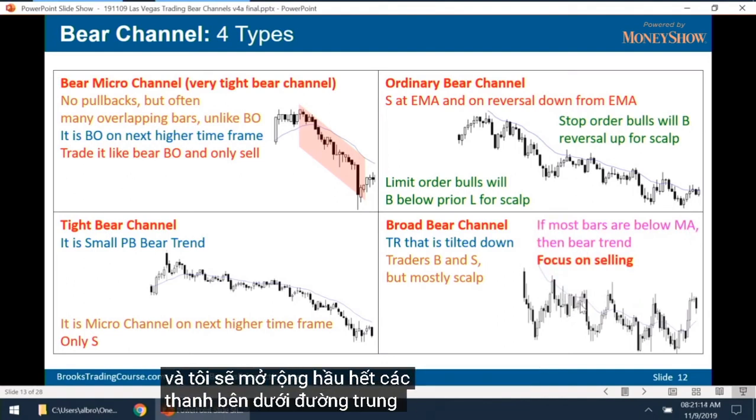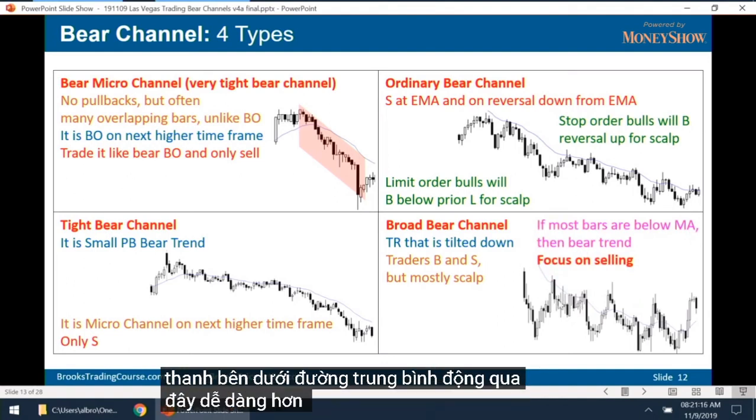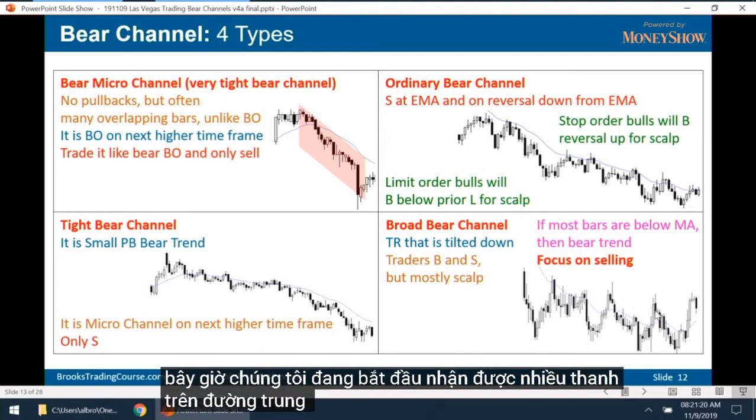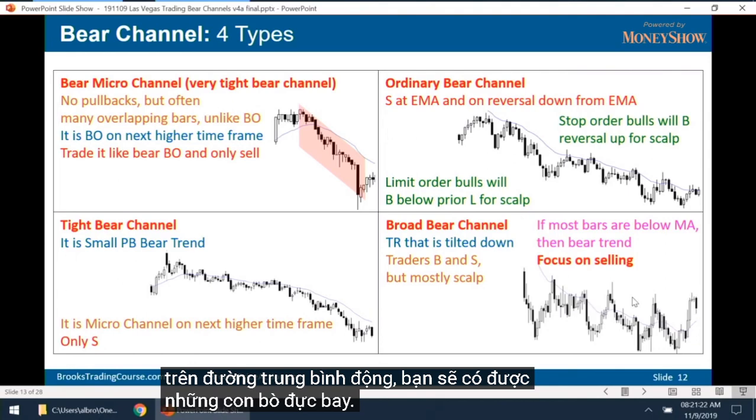Most of the bars below the moving average through here, easier to make money selling, but now we're starting to get a lot of bars above the moving average. You'll get bulls buying.